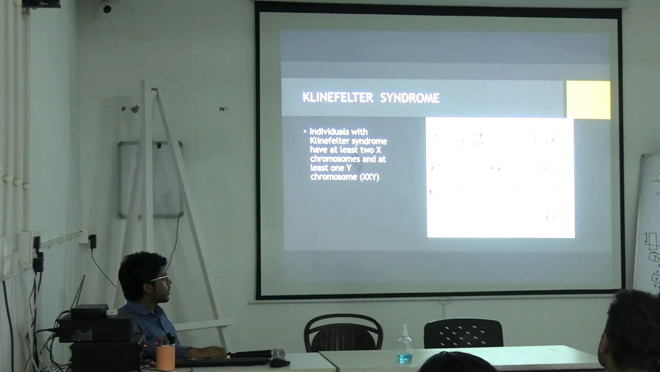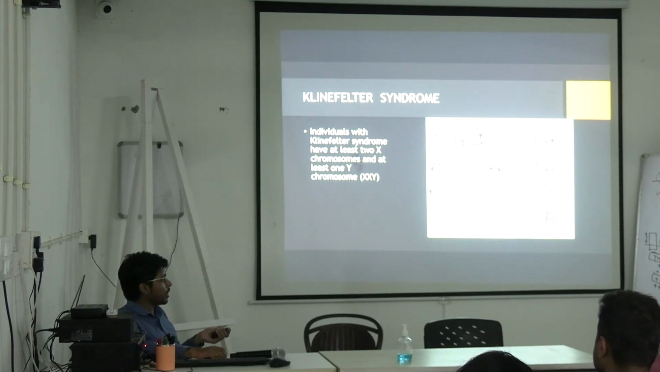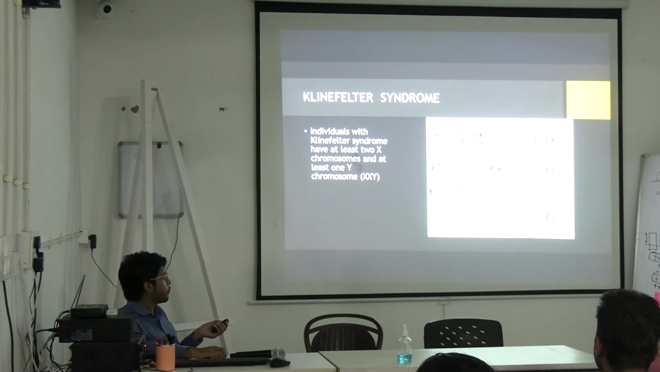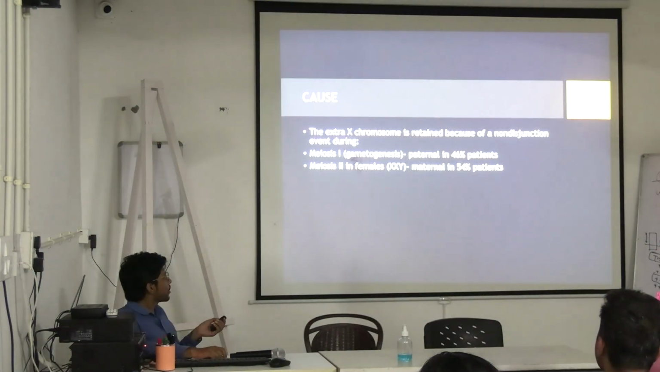Next is Klinefelter syndrome. 47XXY. Here is the karyotype. You can see one extra X chromosome. So this is called 47XXY or XXY male. This extra X chromosome is retained because of a non-disjunction.